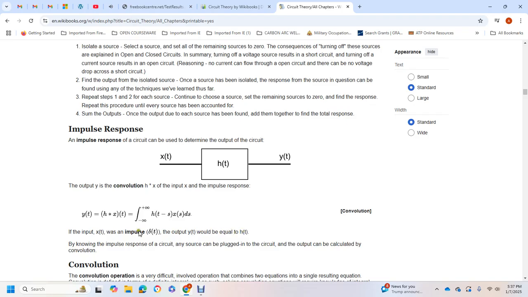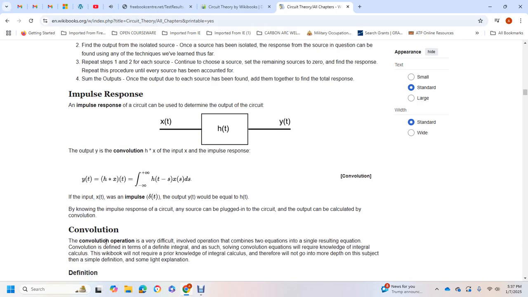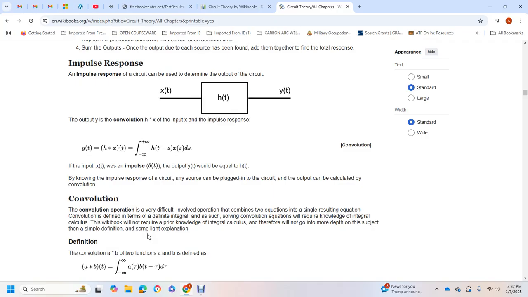The output y(t) equals h(t). Knowing the impulse response of the source plugged into the circuit, the output can be calculated with the convolution. I have not learned how to do limited series, but I'm pretty sure I'll get the hang of it.